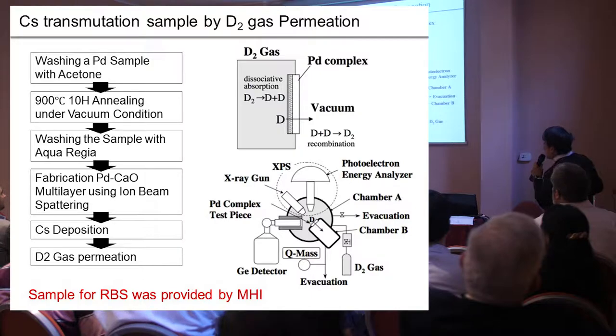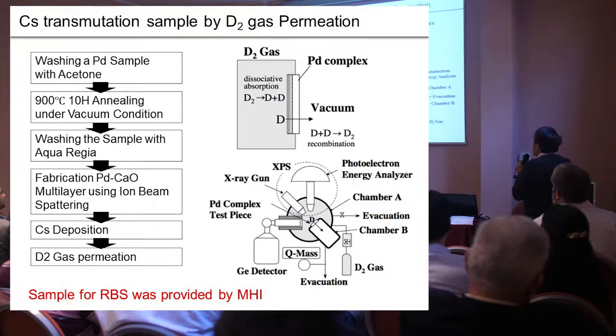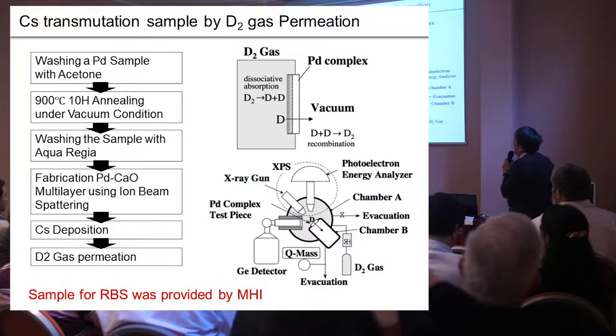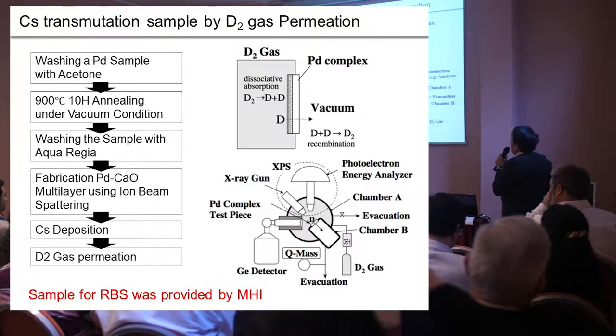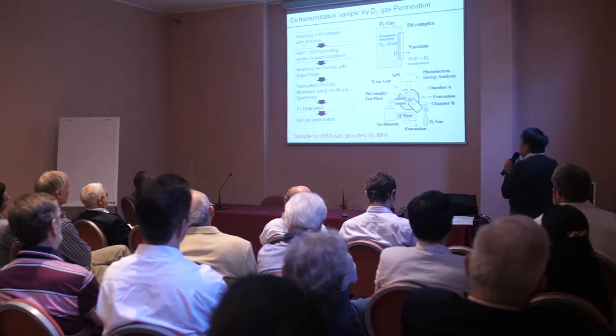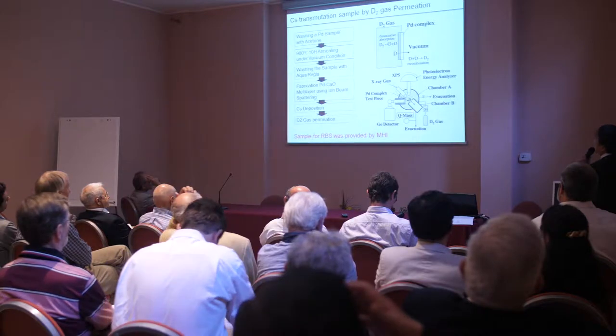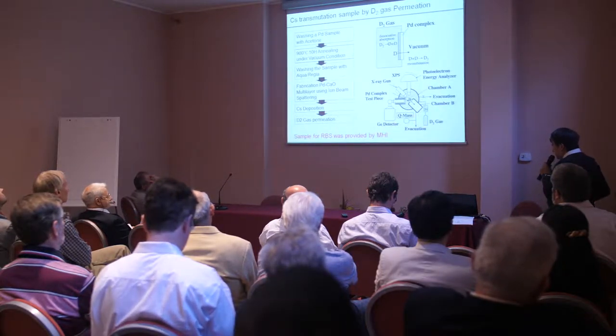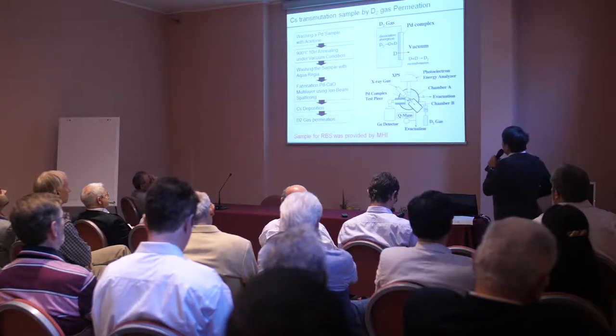The samples for RBS were provided by Mitsubishi Heavy Industries, and the sample preparation is as follows. First, washing the palladium samples with acetone, and annealing under vacuum at 900 degrees for 10 hours. Then washing the samples with aqua regia, and fabrication of the palladium calcium oxide multilayer using ion beam sputtering. After the cesium deposition and the gas permeation using this apparatus, it was reported in JJAP, Japanese Journal of Applied Physics, using this apparatus.